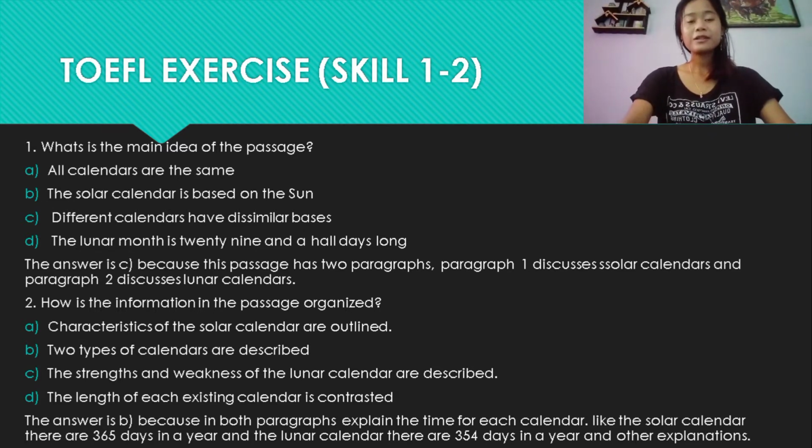1. What is the main idea of the passage? A. All calendars are the same. B. The solar calendar is based on the sun. C. Different calendars have a similar base. D. The lunar month is 29 and a half days long.